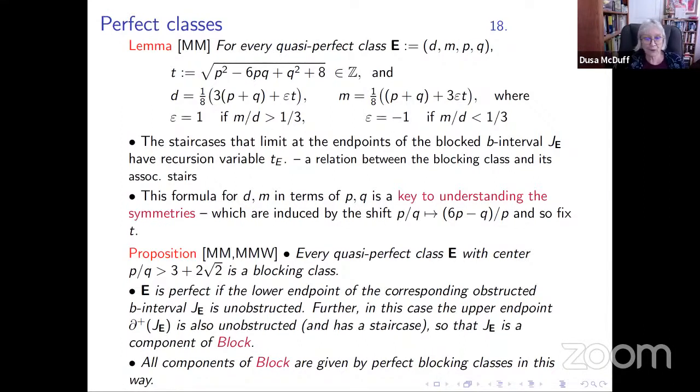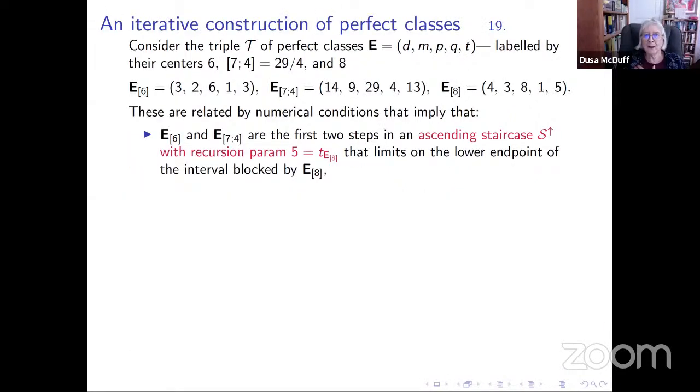That's one of the components of block. So we get a perfect class. And we find that all components of block are given by these perfect blocking classes. So we found a way of describing block. And then we have an iterative construction, which I suppose I have just a minute to explain.